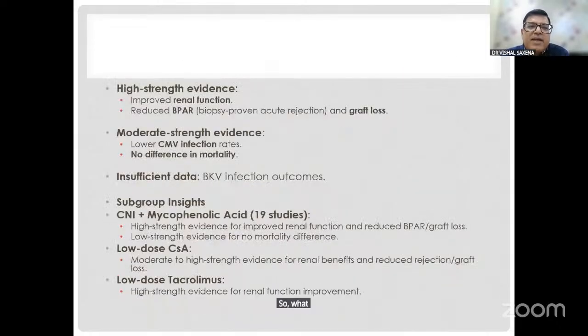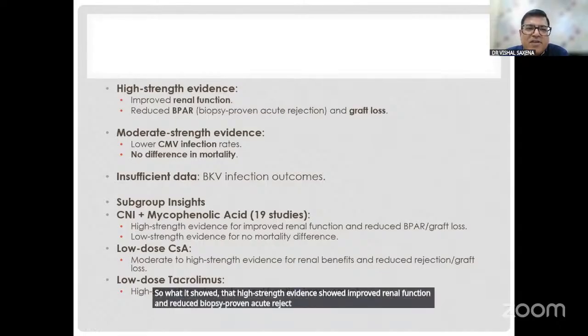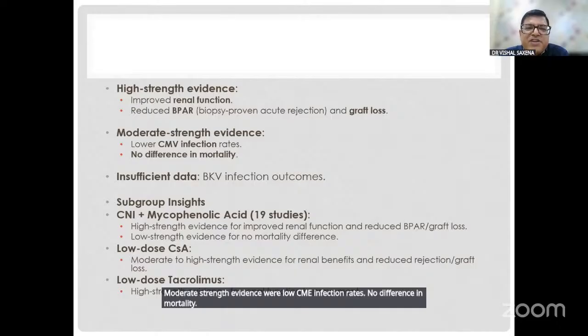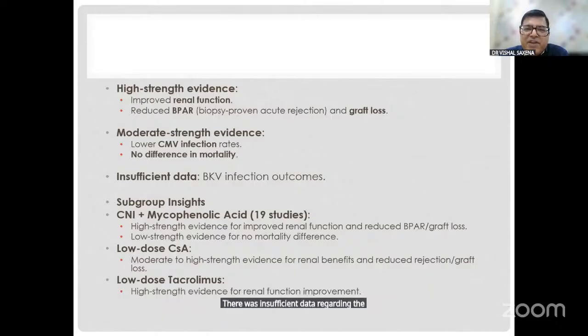What it showed: high strength evidence showed improved renal function and reduced biopsy-proven acute rejection and graft loss. Moderate strength evidence showed low CMV infection rates and no difference in mortality. There was insufficient data regarding BK virus infection outcomes.